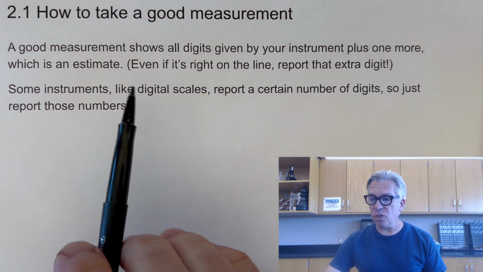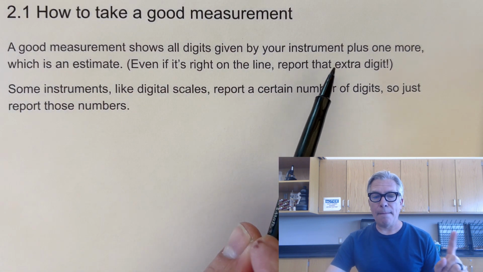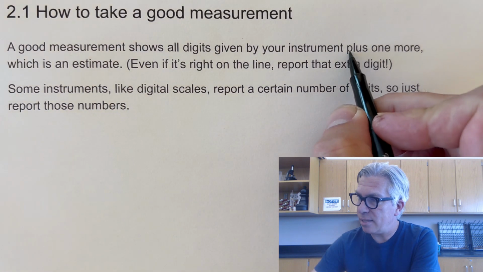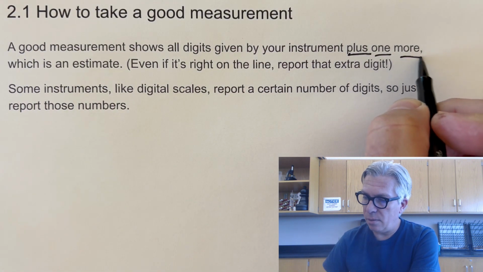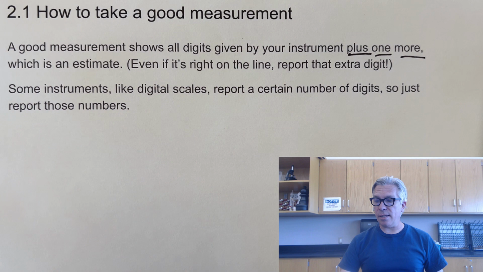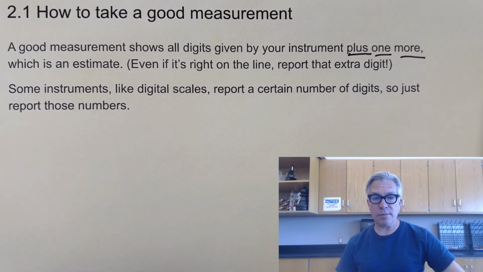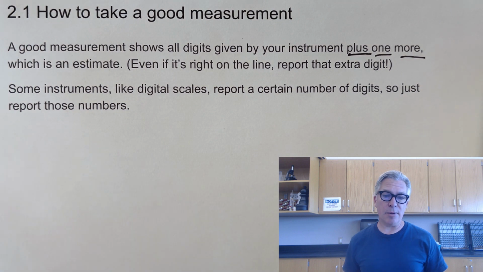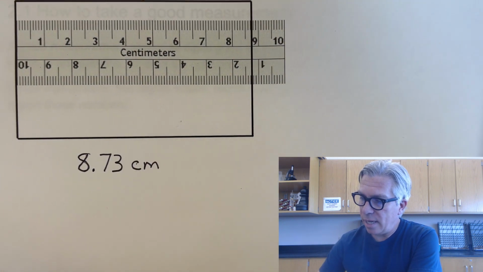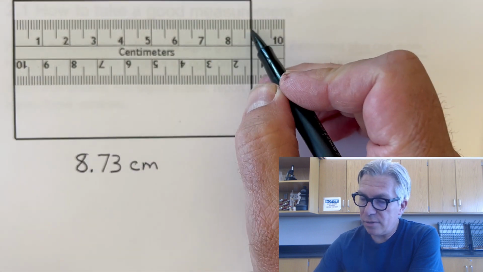A good measurement shows all digits given by your instrument plus one more, and that's the biggie, which is an estimate. Even if it's right on the line, report that extra digit. A lot of people cut themselves short and they don't give themselves enough information. They're like, oh, it's about 8.0 or it's just about 8 or something like that. Whereas in this case, 8.73 gives the maximum amount of info.